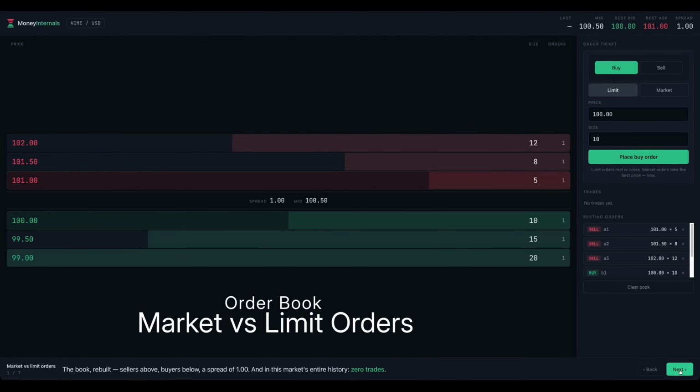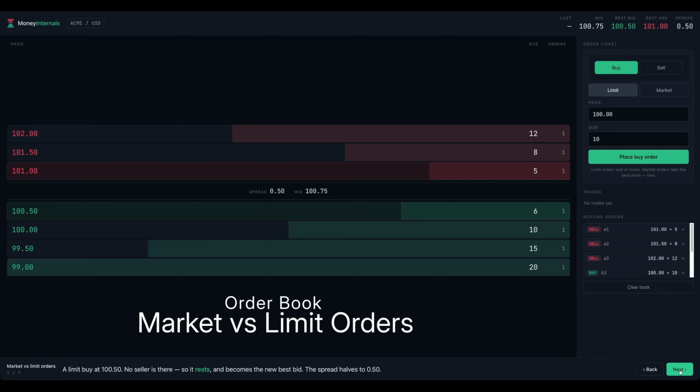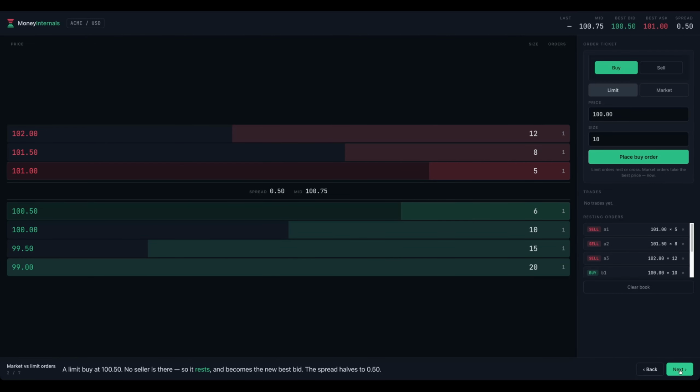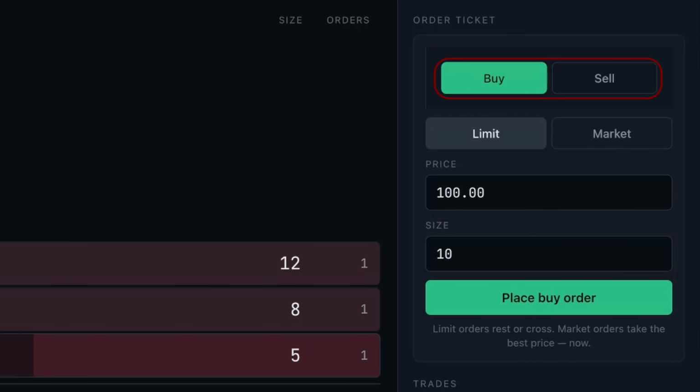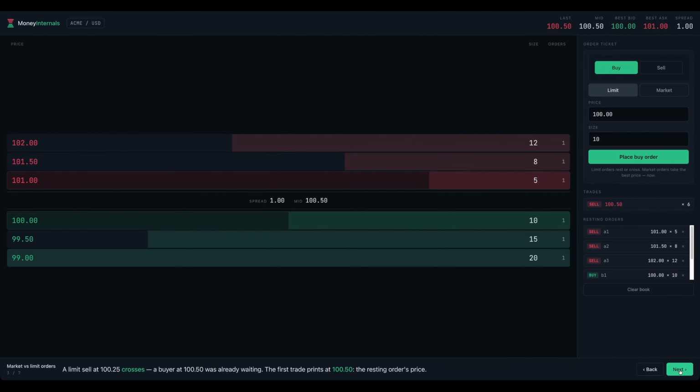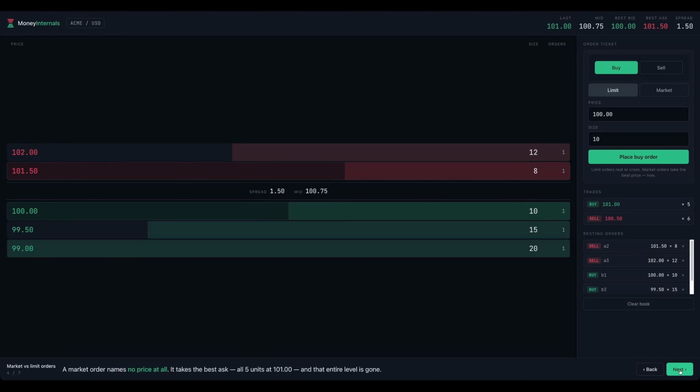You open your trading app, you place an order, and the price you get isn't the price you expected. Nothing went wrong. That's the app working exactly as designed, because there are two ways to place an order and most people don't know which one they are using. In the next few minutes, you'll watch both live and you'll know exactly how to get the price you expected.